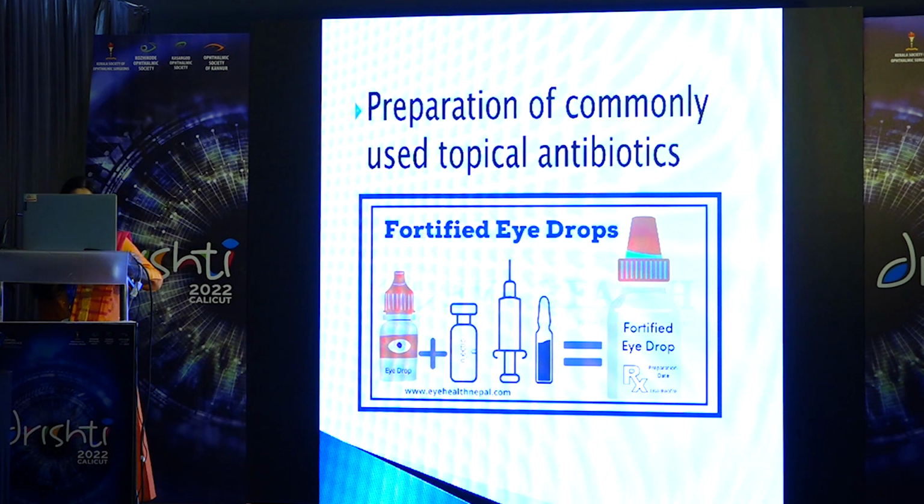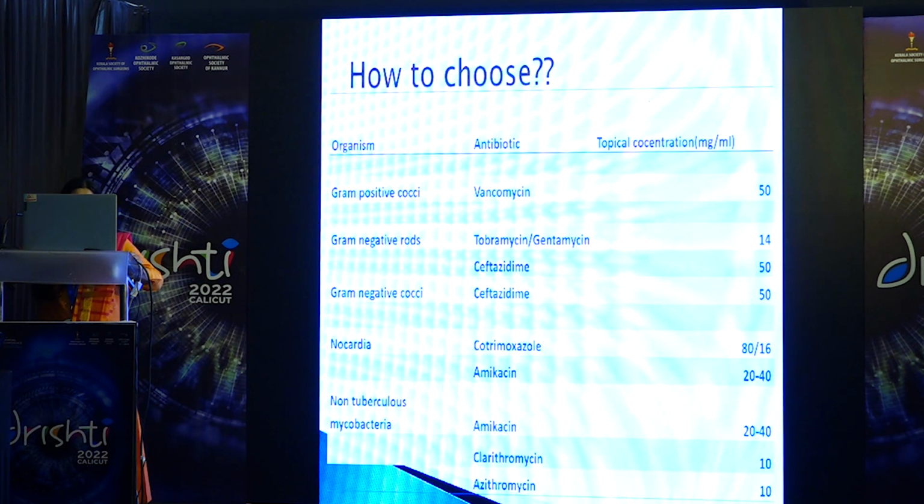Coming to the topic proper, preparation of commonly used topical antibiotics. So how to choose an antibiotic? We can choose an antibiotic to which the organism is susceptible. This is a table showing the susceptibility of the various organisms to antibiotics. Gram-positive cocci usually respond to vancomycin. The topical concentration is 50.